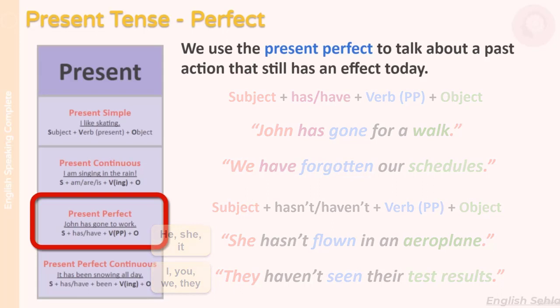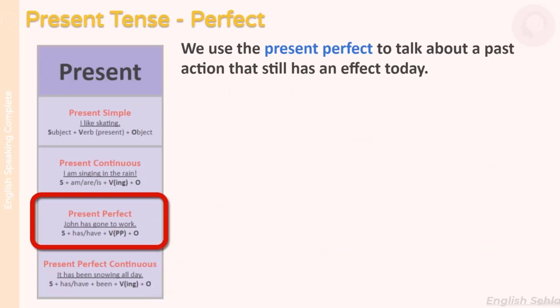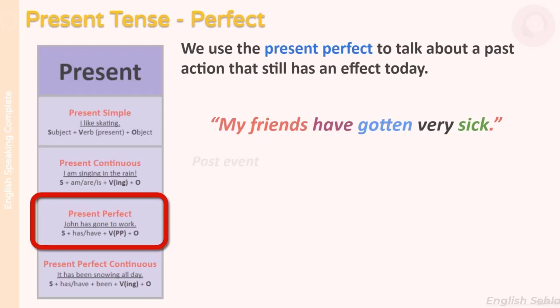Just one more example on usage. I will go into more specific types of use later in the course, get a bit more advanced, but just thinking about past event and the effect now. My friends have gotten very sick. So at some point in the past, probably not a long time ago, because sicknesses don't last, hopefully, too long. My friends have gotten very sick. So the past event was my friends got sick.